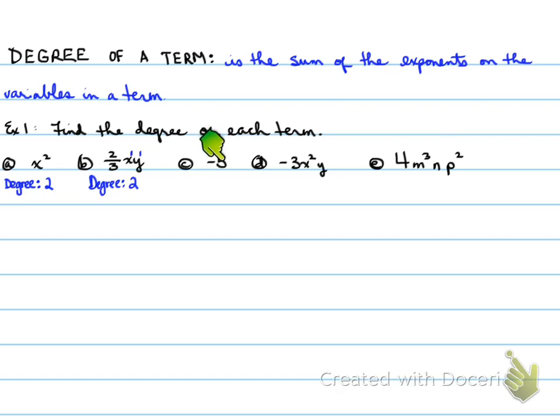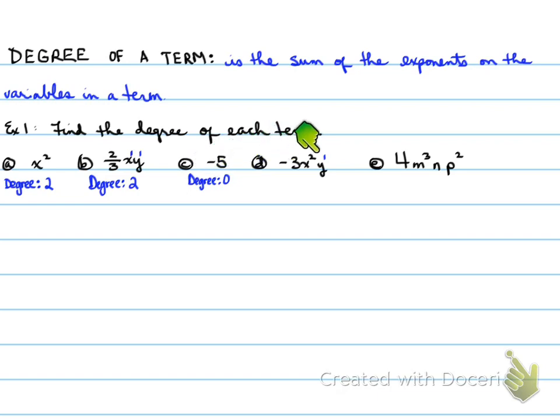Next one, what variable is here? There are no variables here. Therefore, the degree of that number is 0. So think of this number, -5, as a constant number. It constantly is -5. It doesn't change. Because it's a constant and there's no variable, the degree must be 0. It has no change possibility.